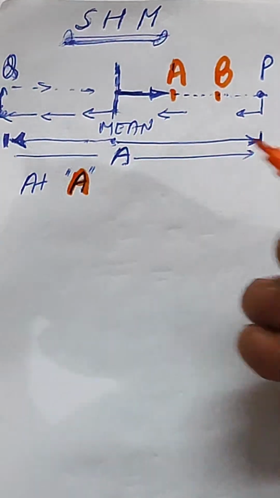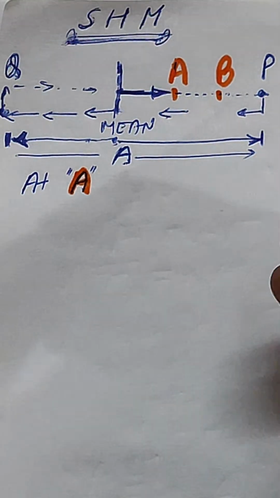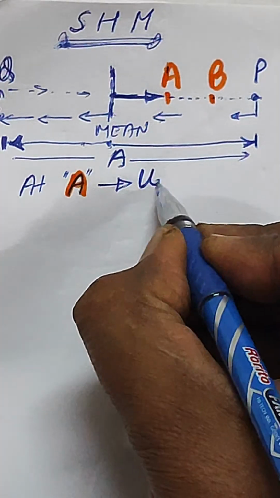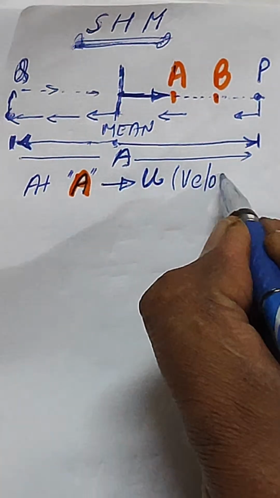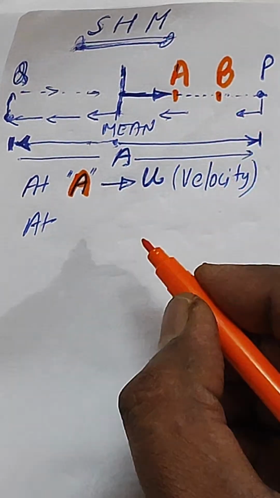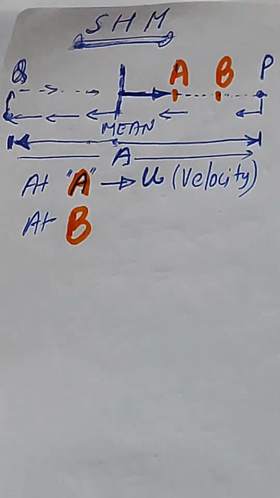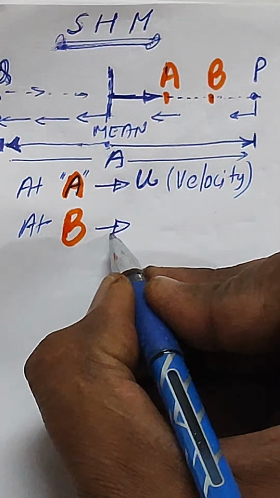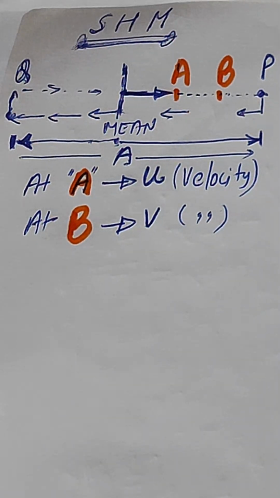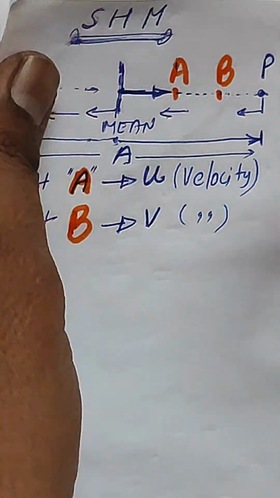At position A, the velocity of the particle is given as u. This is the velocity. And similarly at position B, at this point B, the velocity of the particle is given to you as v. This is also the velocity. So my dear friends, here let me put a pin over here. Yes, it's a little better now.